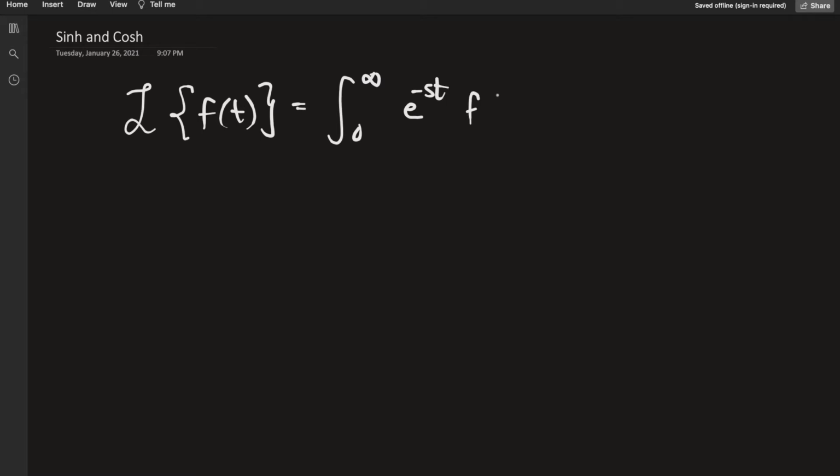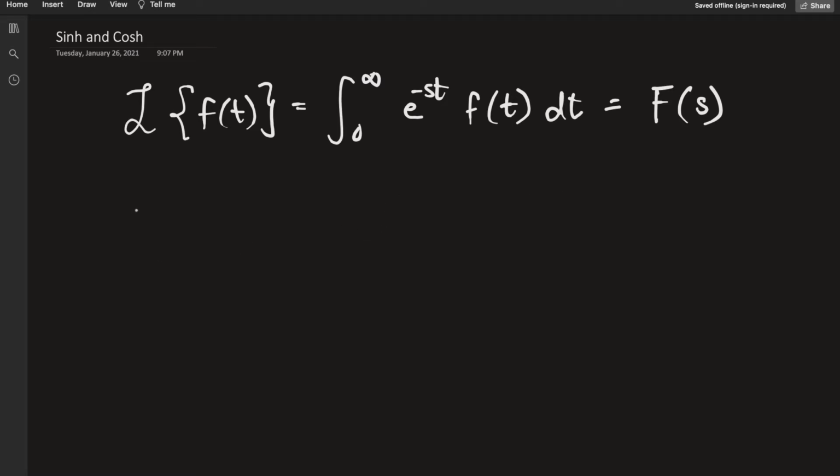Okay, so before we start, this is a small recap. The Laplace transform of f of t is defined as integral from 0 to infinity e raised to negative st f of t dt, and this will be a different function but of s.